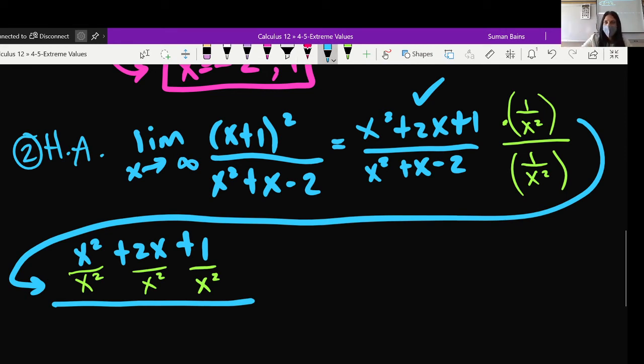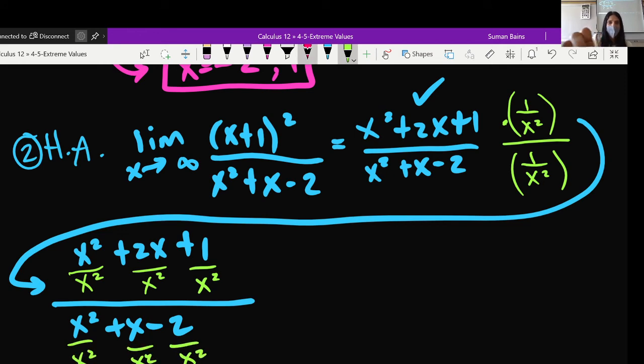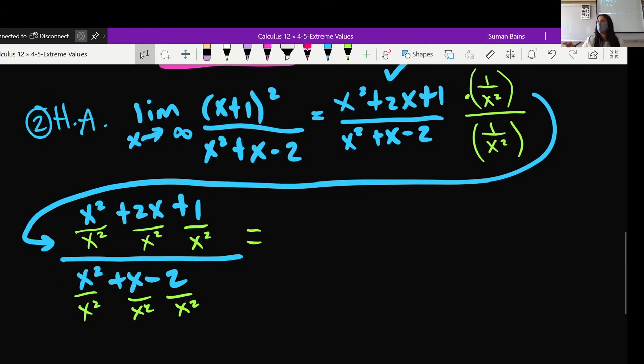And then I'm going to do the same thing at the bottom. I'm going to do, I guess, x squared plus x minus 2, but it would be all over x squared over x squared. There is no way that I expect you to actually write every single little thing out. I just do this so that it's crystal clear to you in your notes and when you're working on your own, what is going on and where it's coming from.